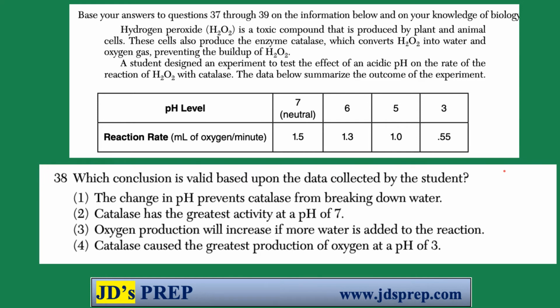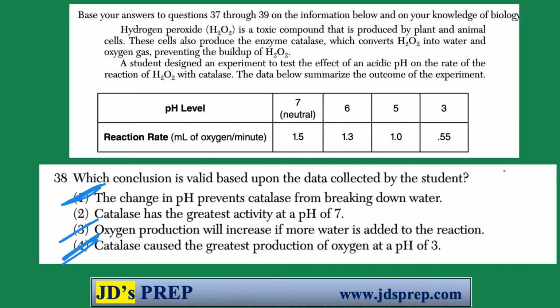All right, so which conclusion is valid based on the data collected by the student? So let's just go through and eliminate where we can. Okay, a change in pH prevents catalase from breaking down water. Catalase breaks down hydrogen peroxide, not water. So that one is not what we're interested in. This last one, catalase caused the greatest production of oxygen at pH of 3. That's actually where it was lowest.